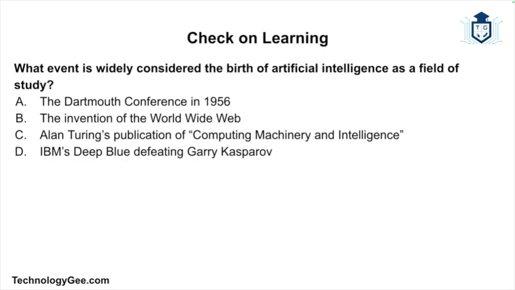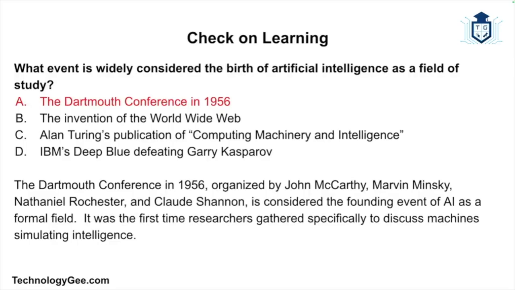So first question: what event is widely considered the birth of artificial intelligence as a field of study? Is it the Dartmouth Conference in 1956? Is it the invention of the World Wide Web? Is it Alan Turing's publication of Computing Machinery and Intelligence? Or is it IBM's Deep Blue defeating Gary Kasparov? And the correct answer is the Dartmouth Conference in 1956, which was organized by John McCarthy, Marvin Minsky, Nathaniel Rochester, and Claude Shannon. This is considered the founding event of AI as a formal field. It was the first time researchers gathered specifically to discuss machines that can simulate intelligence.